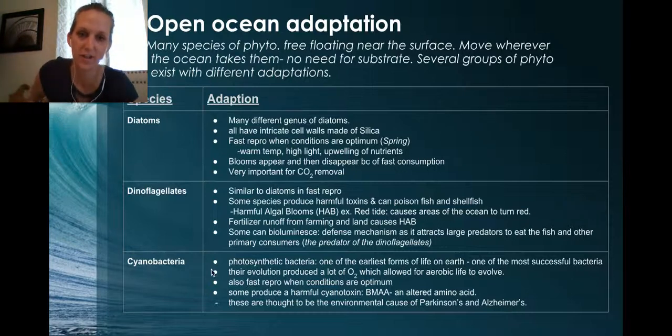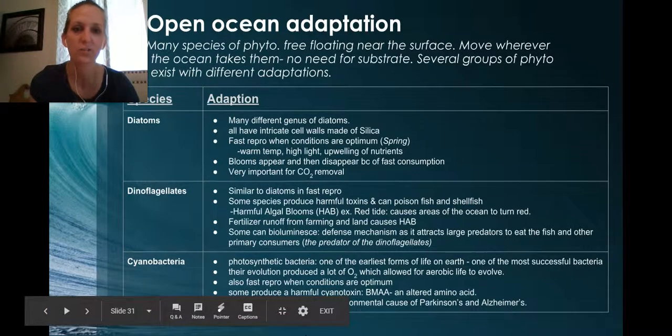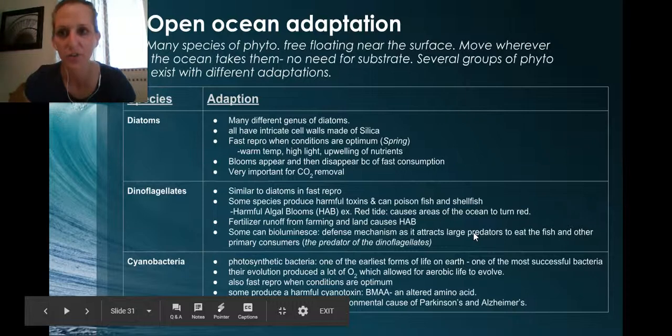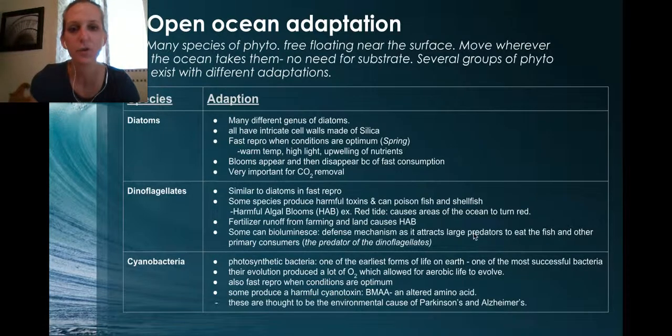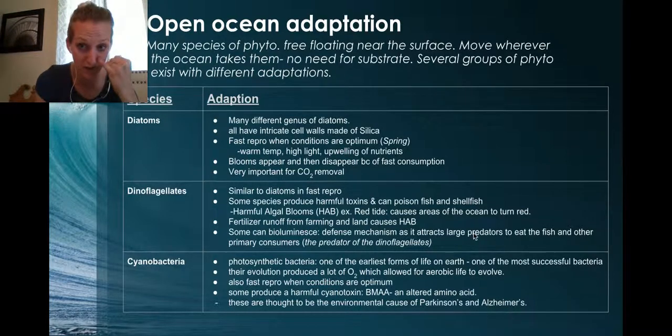They're photosynthetic bacteria. So again, they're bacteria because they don't have a nucleus, but they photosynthesize because they produce their own food. They're not decomposers. It's one of the earliest forms of life on Earth, one of the most successful bacteria, probably because they're photosynthesizers. Their evolution produced a lot of oxygen, which allowed for aerobic life to evolve. So they didn't have to live in acidic conditions or anoxic conditions.